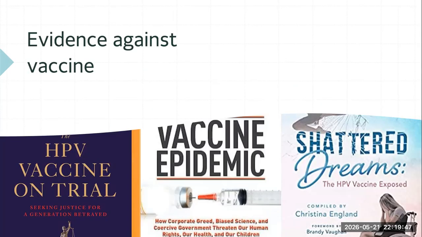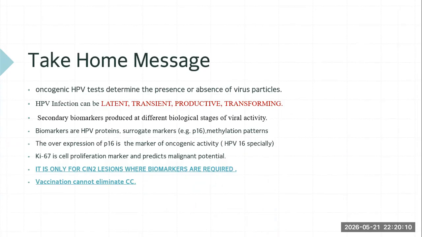These are books on the side effects and how girls have suffered after vaccination. One should at least read HPV Vaccine on Trial, and I have read it completely. So many cases are mentioned, and how they are fighting legally to get compensation. So the take-home message is that oncogenic HPV tests determine the presence or absence of the virus particle, and HPV infection can be latent, transient, productive, or transforming, and it doesn't mean that women, once infected, will develop a precancerous lesion or cervical cancer.